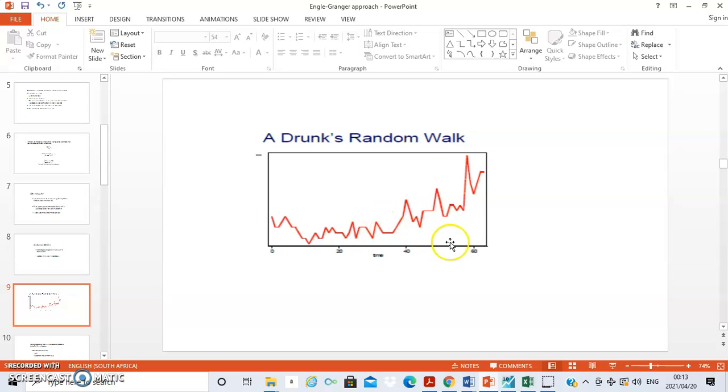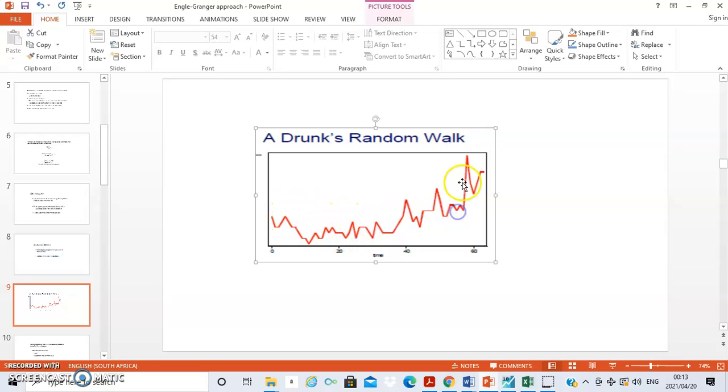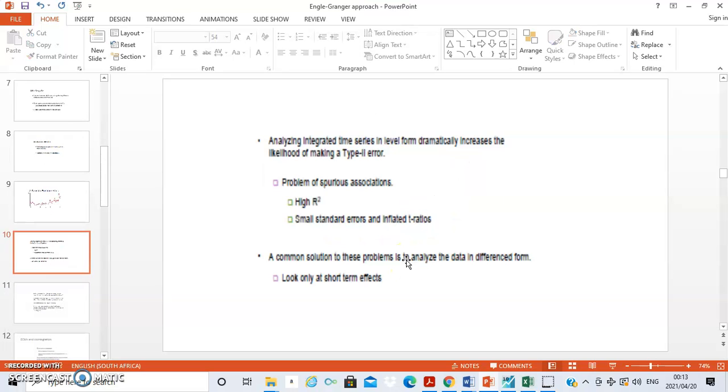All right, so let us look at this graph very carefully, okay? We are talking about a drunk's random walk. Let us consider that it's an individual who's drunk, and this is his or her random walk. Okay, fine. Let's move further. Just keep that in mind.